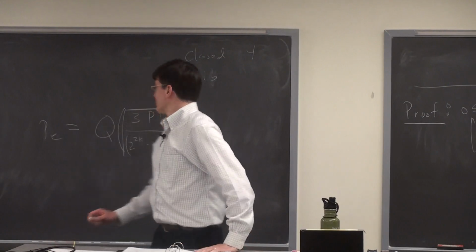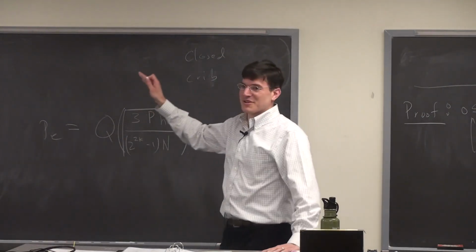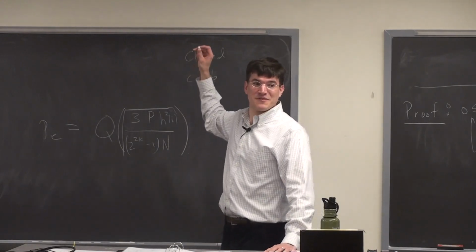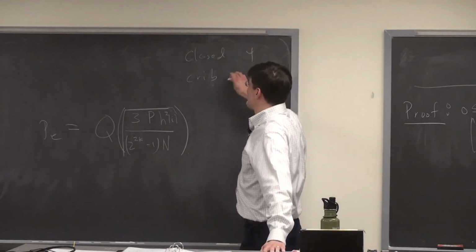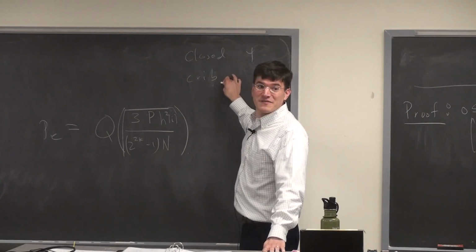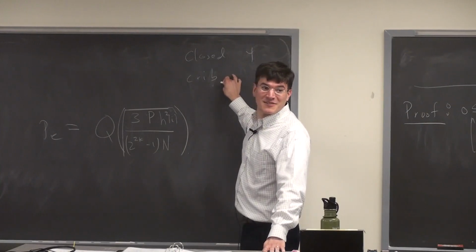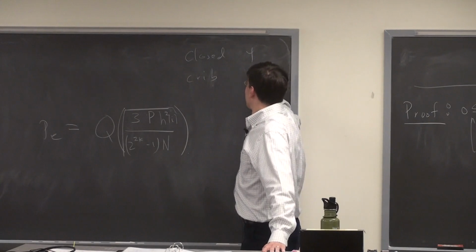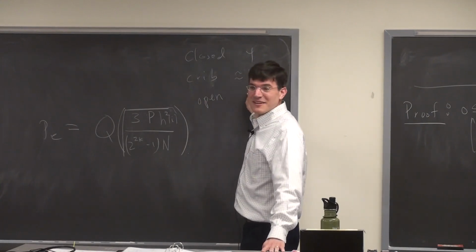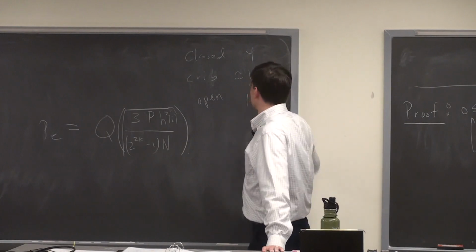All right, so let's start again. Closed everything: 1, 2, 3, 4, scaring people off. Crib sheet: 1, 2, 3, 4, 5, 6, 7, 8, 9, 10, 11, 12, 13, okay, about 13. I'm just curious, open everything, anyone? 1? Okay, so we'll do this.